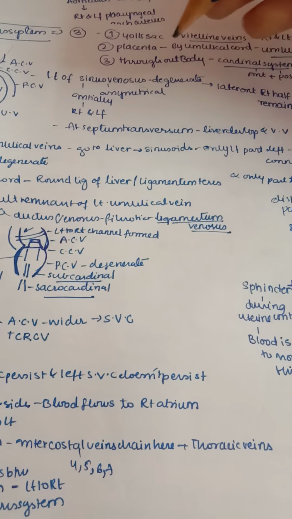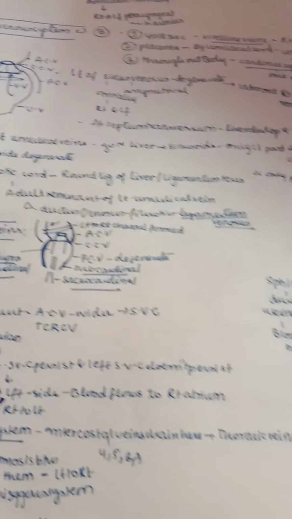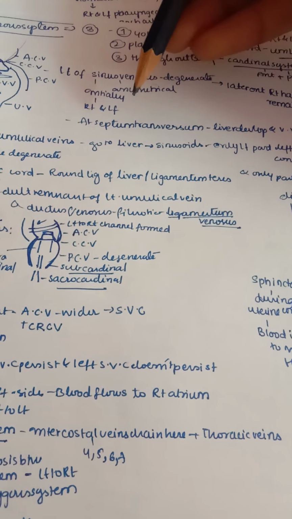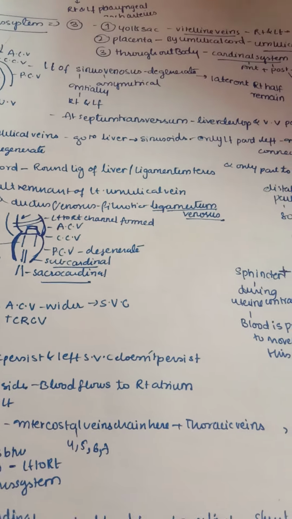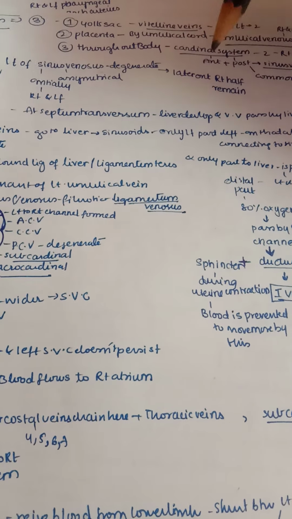The left part of the sinus venosus degenerates, and only the right part remains. The sinus venosus is asymmetrical. Initially they have right and left parts, but later the left degenerates, and later on only the right half remains.